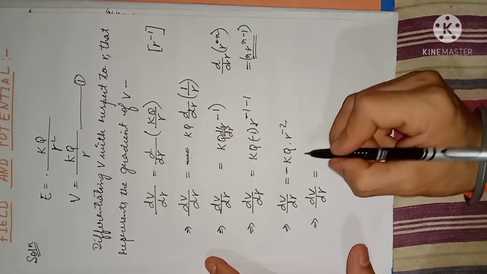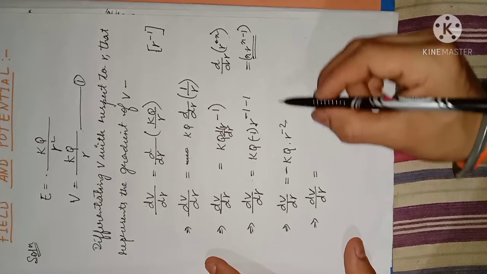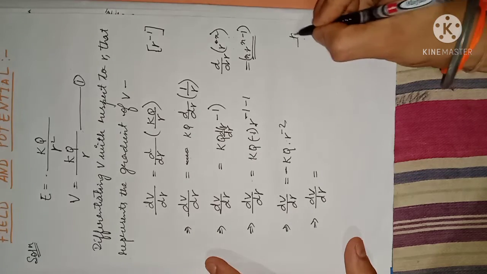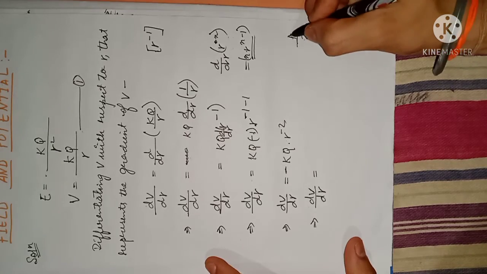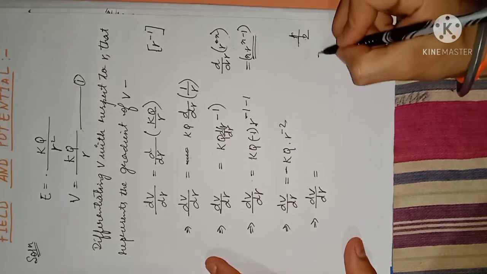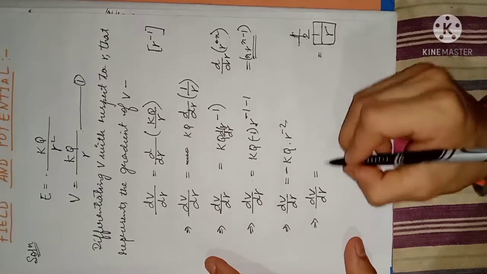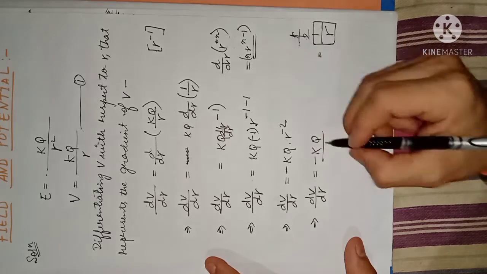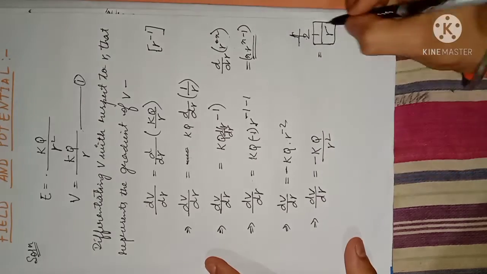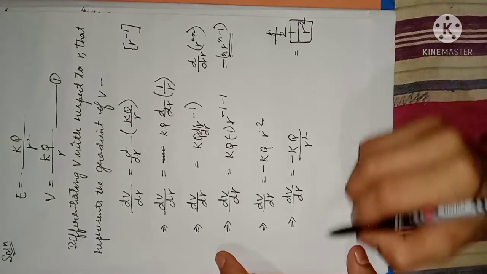is equal to, now you see here, this r to the power minus 2 we can write as 1 by r square, isn't it? So dV by dr is minus kq by r square. Okay, so this is the required relation we need to prove.